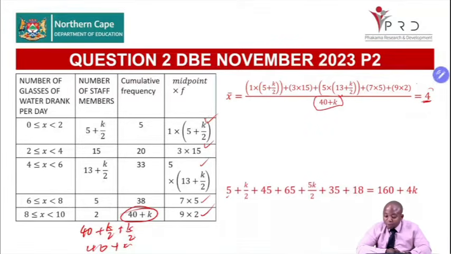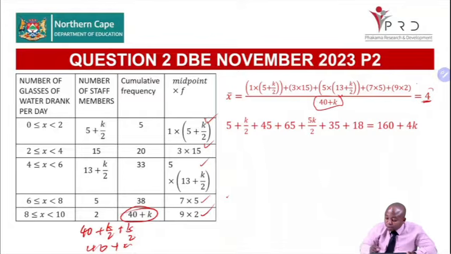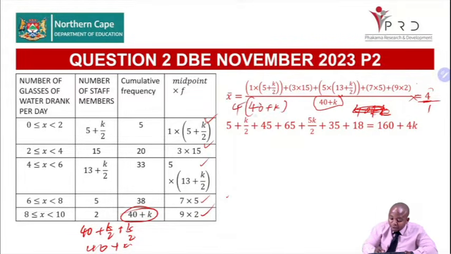Then from here, we can solve for k. And how to solve for k? We can cross multiply. This is over 1. Then we can just say we are going to have 40 plus k multiplied by 4. Then 40 times 4 is going to be 160. 4 times k is going to be 4k.